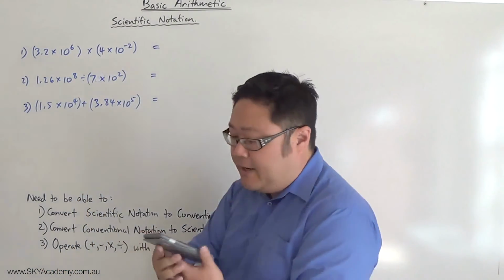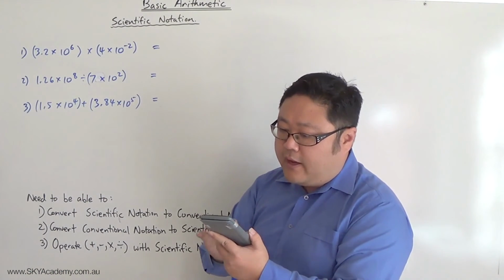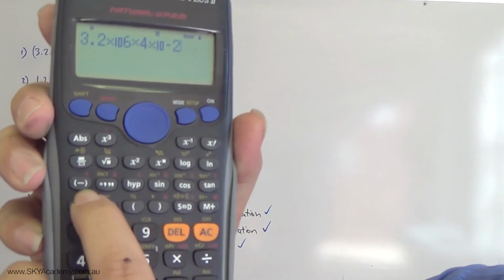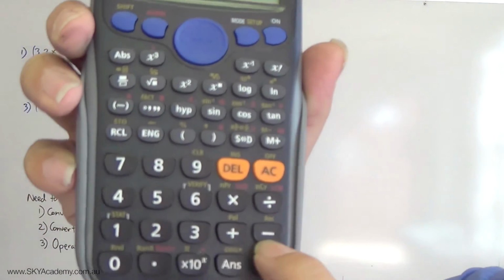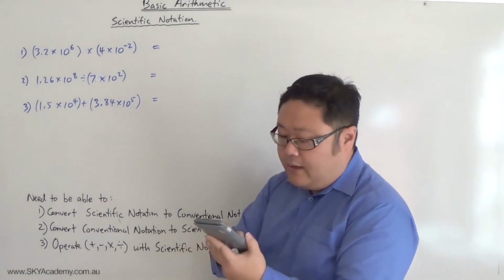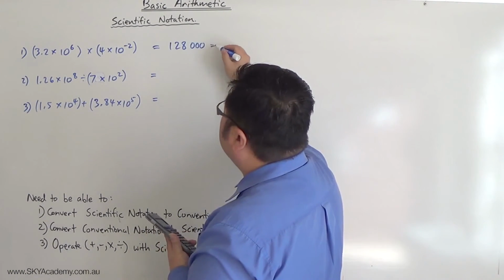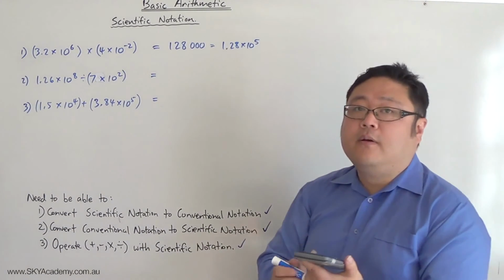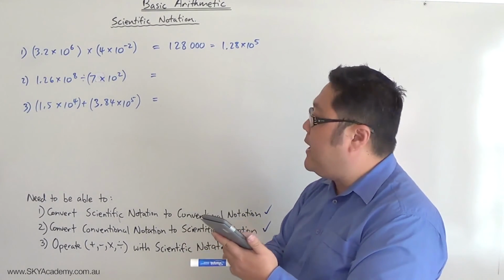And you just multiply, and then the next number is 4 times 10 to the power of minus 2. And for the minus 2, you need to remember to use this button there. Okay, that's your negative button, that's your minus button, and they're different. And you press equals, and it will give you a number, and that number you need to convert to scientific notation. And so I'm going to work out the other 2 answers, and then we can basically compare.